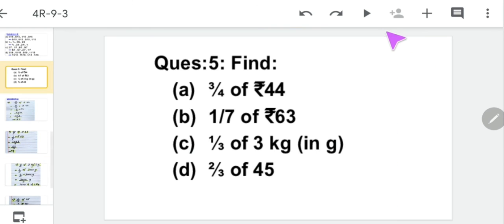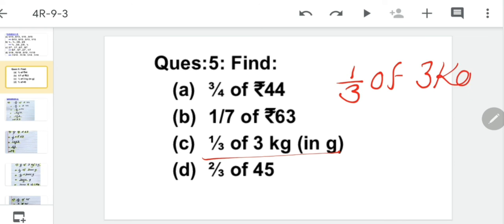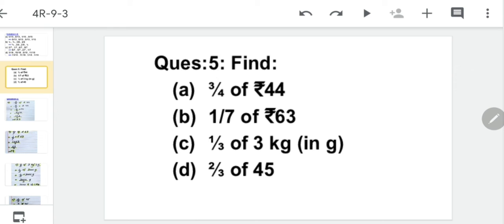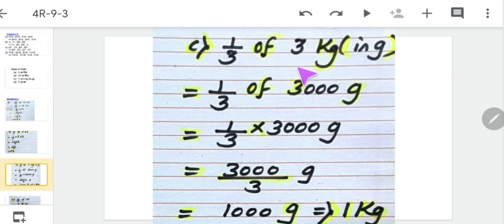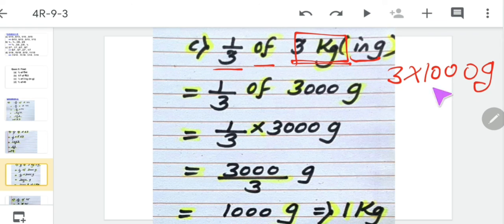Next part is 1 by 3 of 3 kg. Now we have to find the answer in gram. So first we have to convert this 3 kg into gram. So let's see how we have to solve it. So 1 by 3 of 3 kg. First we have to convert this 3 kg into gram. So it will become 3 multiplying with 1000. So it will become 3000 gram.